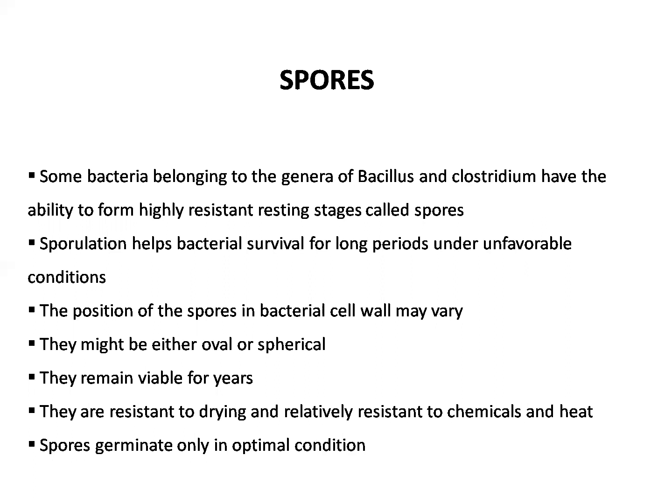Sporulation helps bacterial survival for long periods under unfavorable conditions. The position of the spores in the bacterial cell may vary. They might be either oval or spherical. They remain viable for years. They are resistant to drying and relatively resistant to chemicals and heat. Spores germinate only in optimal conditions.